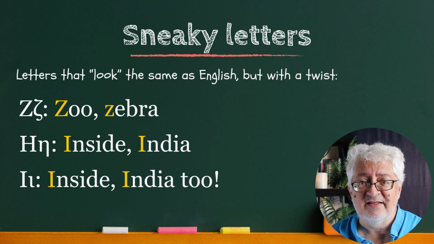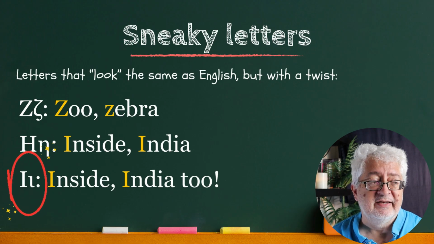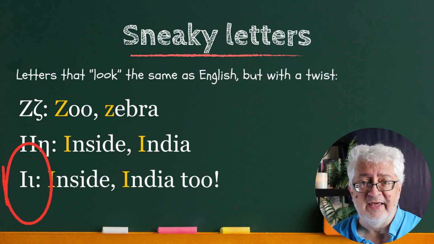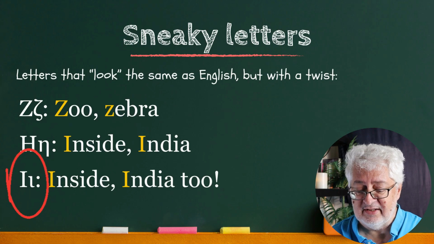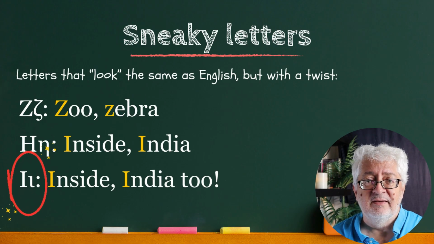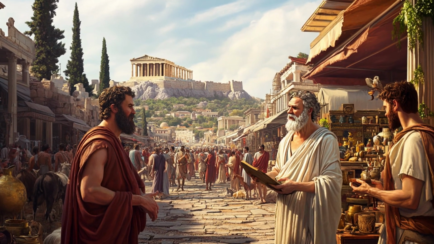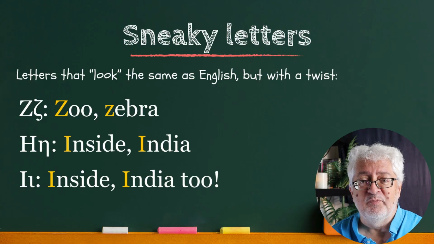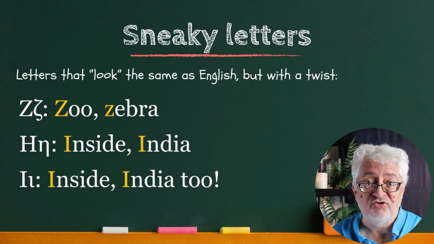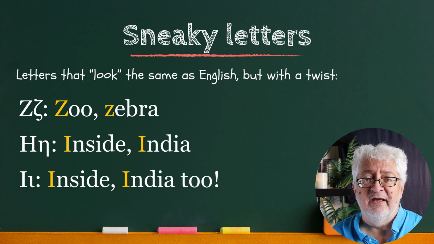And this is exactly the same sound that the other E also makes, the next one, which is the iota. The iota also makes the same sound as in inside and India. There is no difference at all between them. It's just a historical thing because Greek comes from ancient Greek and has a 2,500 year history behind it. And so over this time, these letters have changed their pronunciation. Ancient Greek did distinguish between them, but this distinction was lost in modern Greek. And so now all these letters make the same sound.